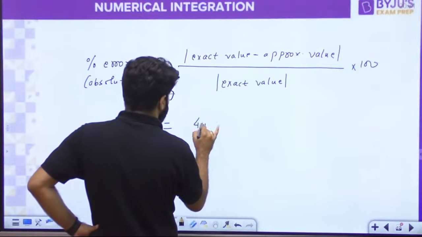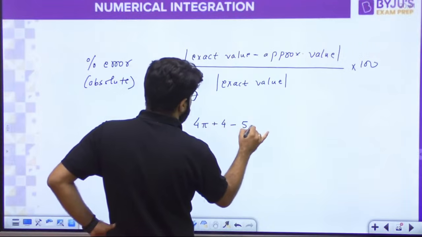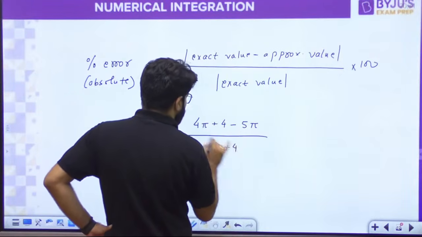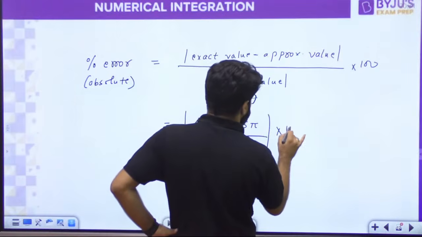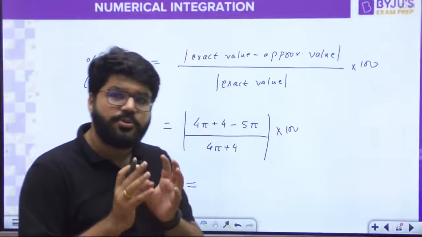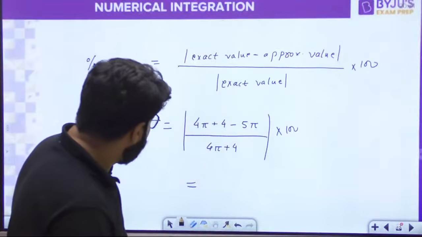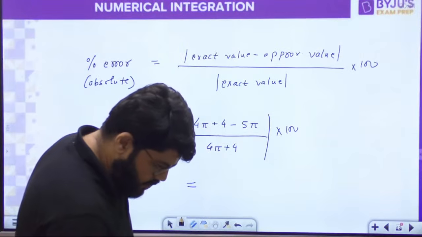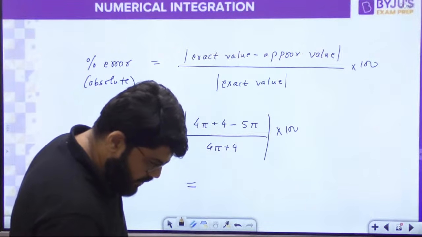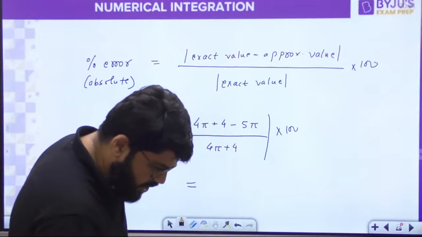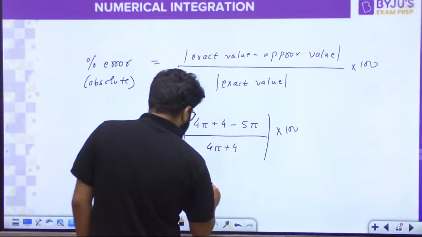So I have 4 pi plus 4 minus 5 pi, which was the approximate value, divided by 4 pi plus 4, which is the exact value. Always the error is compared with respect to what should be the actual answer. Actual answer से कितना deviation मिला. The base is always the actual answer. Okay, so ये कितना हो गया? That is 4 minus pi, and then it is divided by the exact value. So it is 5.18 approximately.